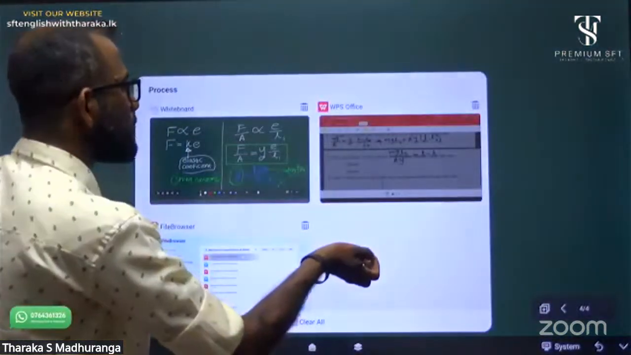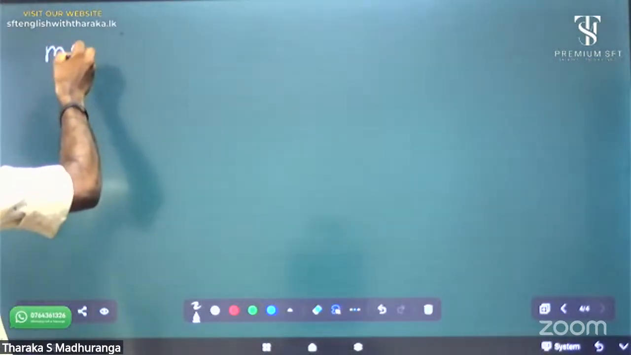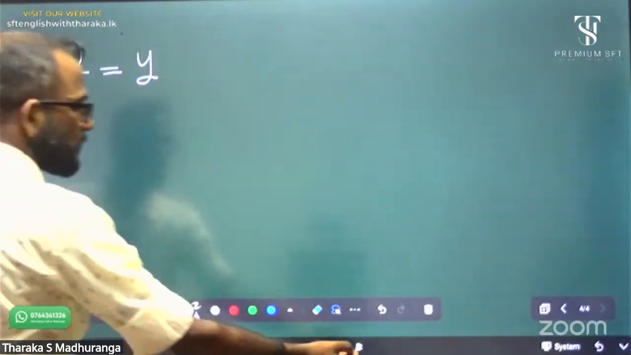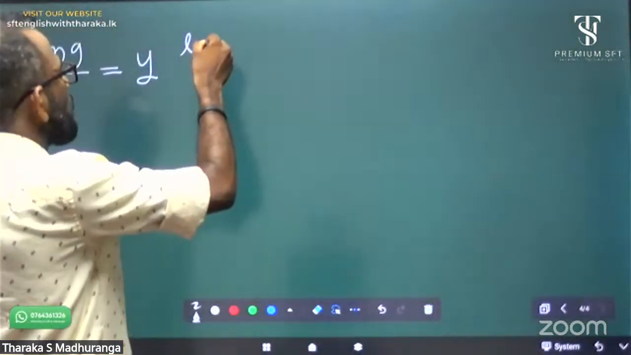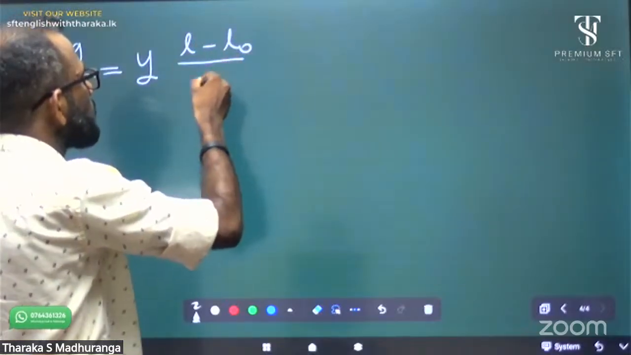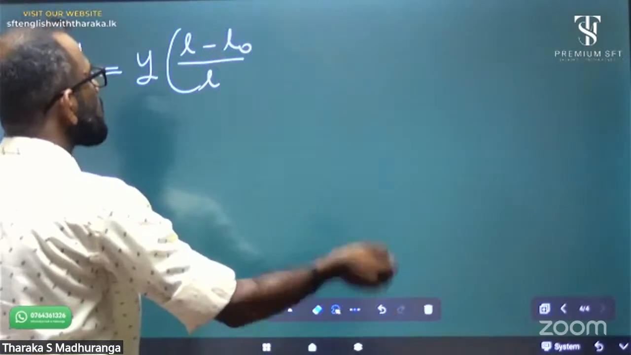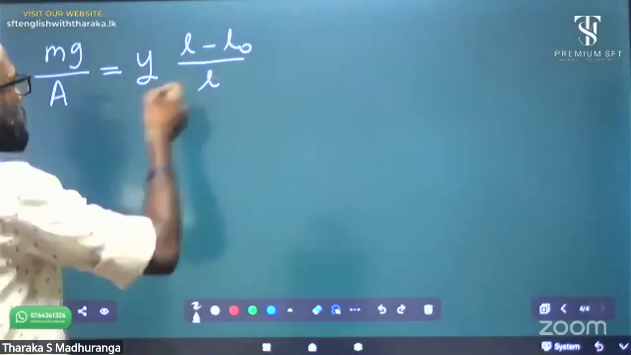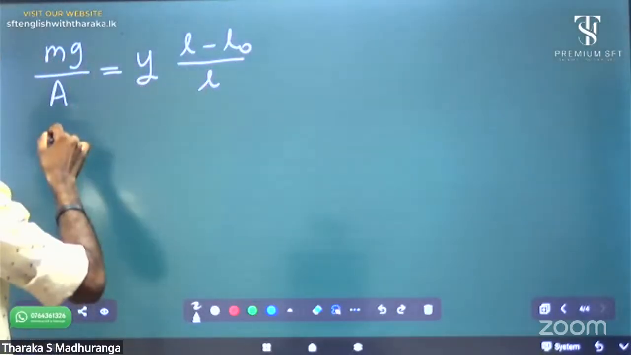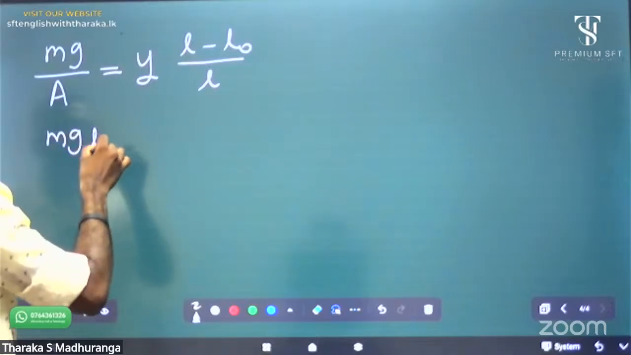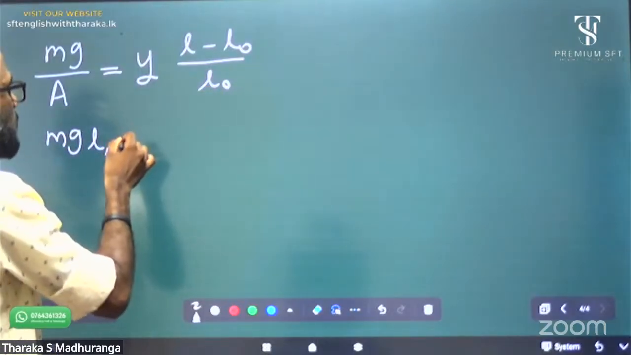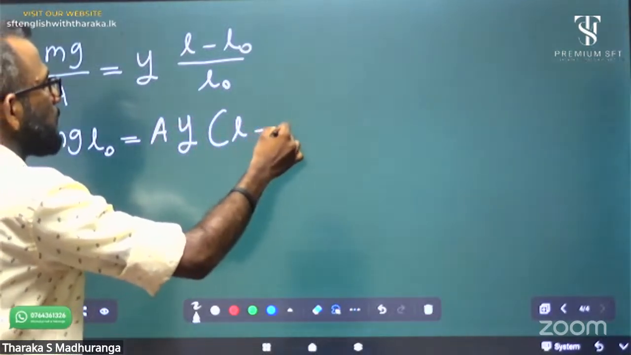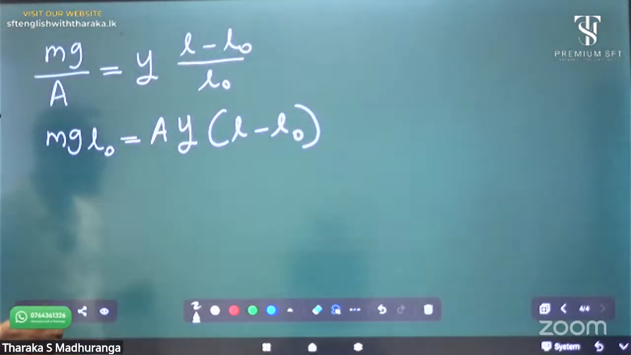This is very important. mg over A equal Young's modulus times L minus L naught over L. Okay, this is the equation. Now for easy calculation, I am going to cross multiply this mg into L. mg L naught, sorry, mg L equal A Young's modulus times L minus L naught, right?